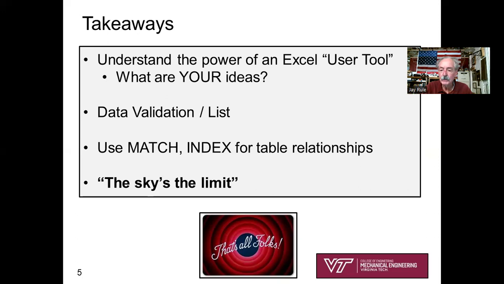In order to get the drop-down pick list, we used data validation / list. It's a list of things. And then you use match and index for the relationship table to relate the units associated with what you picked, the cost associated with what you picked. And remember that I've got another video on the playlist on how to use match and index. And so the sky's the limit for you. So I hope I've given you some ideas on things that you would like to work on.